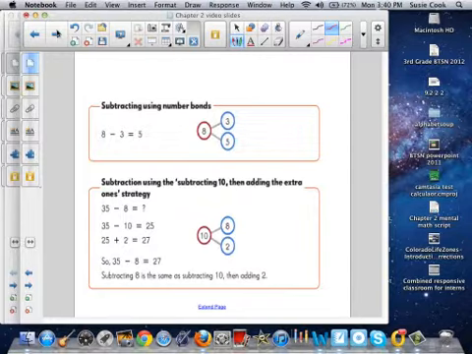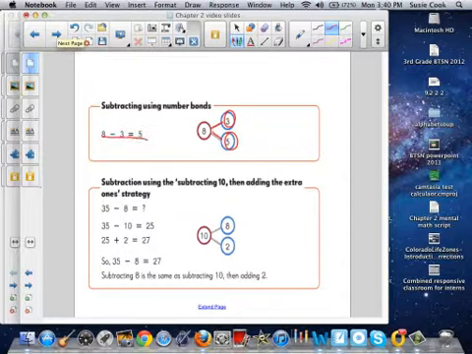Now let's look at some subtracting using number bonds. Notice the first problem, a simple subtraction problem, 8 minus 3 equals 5. We know that a number bond for 8 is 3, and 3 plus 5 equals 8. So 8 minus 3 equals 5.